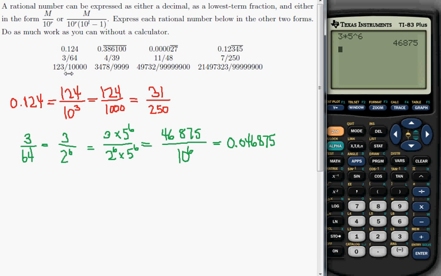Okay, the last entry in the first column is 123 divided by 10,000. So that's already in the form m divided by 10 to the r. It's also a lowest term fraction. And so that is instantly convertible to a decimal point, 0.00123. Okay, so that is the first column. The terminating case is certainly the easiest of the cases.